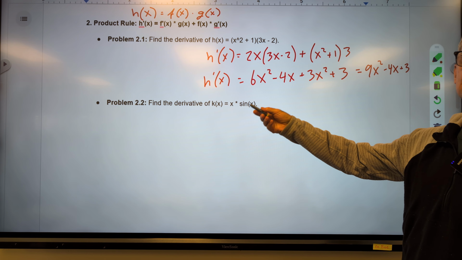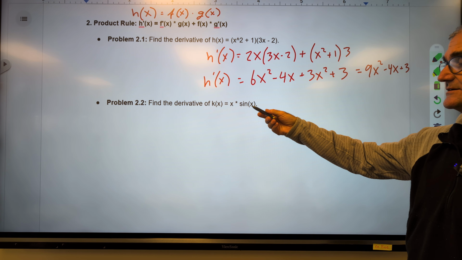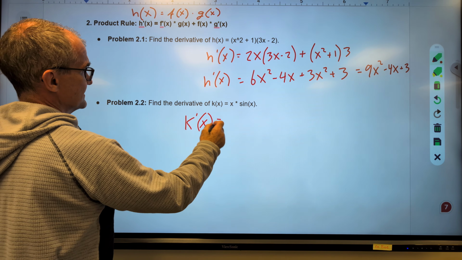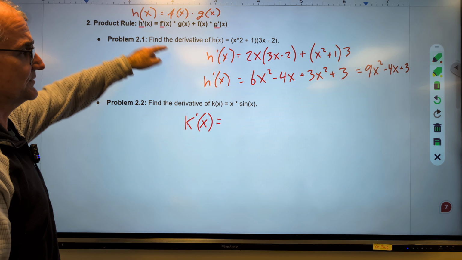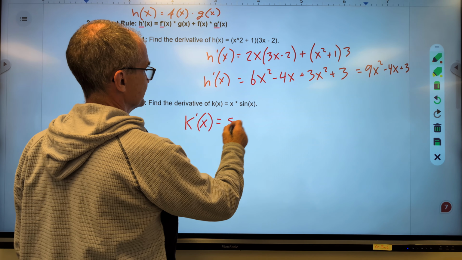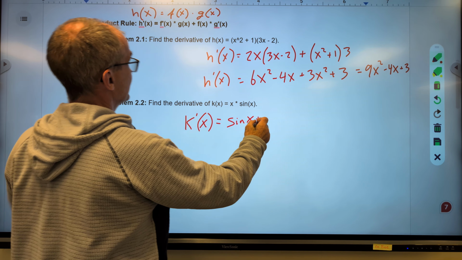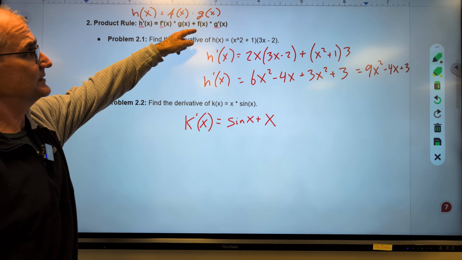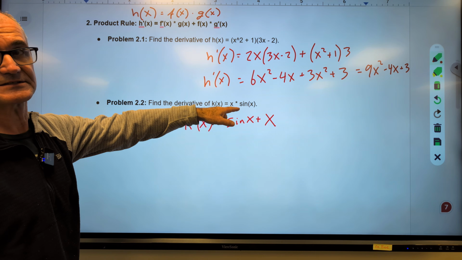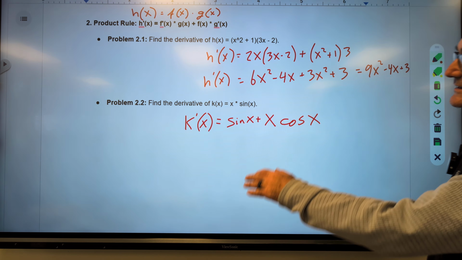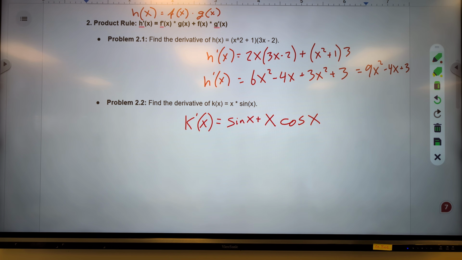Remembering that the derivative of sine of x is cosine of x, k prime of x, the derivative of k of x, is going to equal the derivative of the first function, just 1, times the second function, sine of x, plus the first function times the derivative of the second function. Derivative of sine of x is cosine of x. In that derivative there's really nothing that you could pull out, no way to simplify it. So that's the derivative.